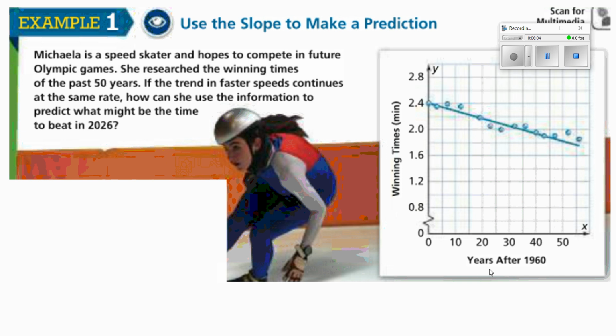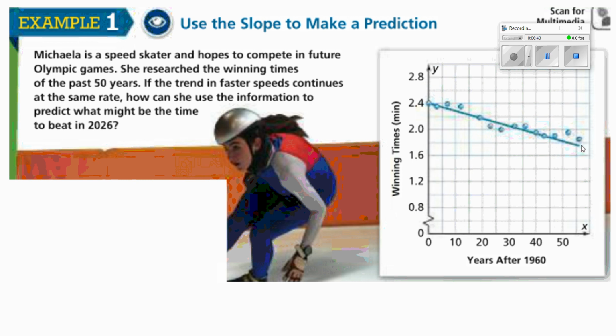And remember, this indicates the years after 1960. So that would mean my y at 0, 0 here is 1960. So 10 years later would be 1970, 1980, 1990, 2000, 2020, 2025, which would make 2026 about right here. All right.